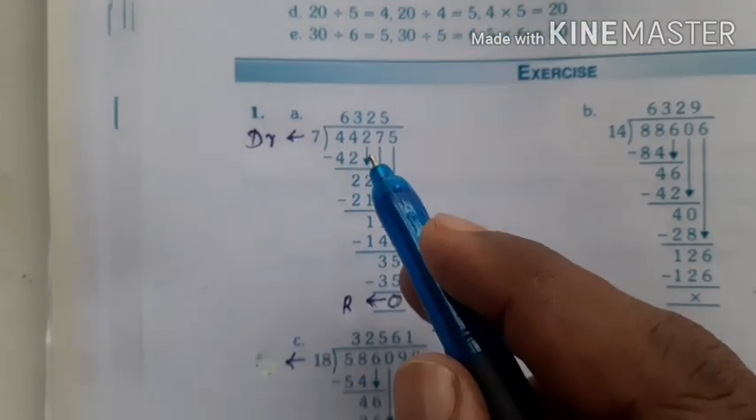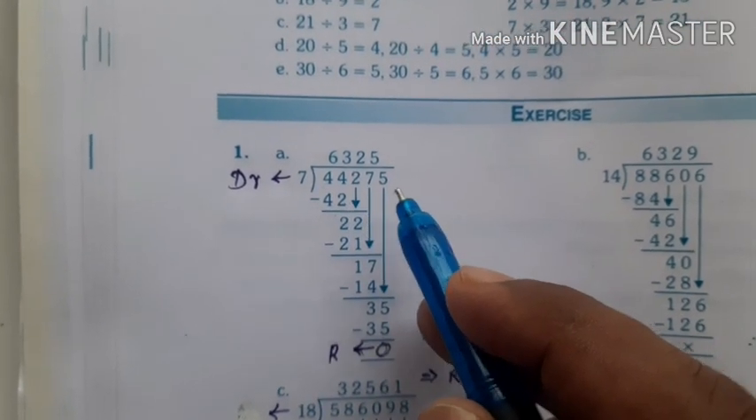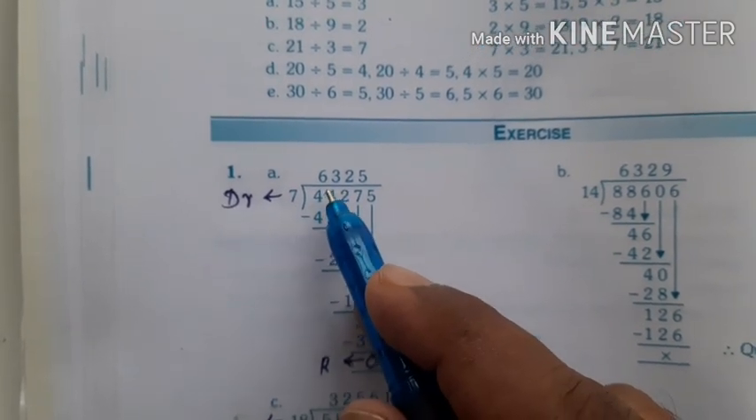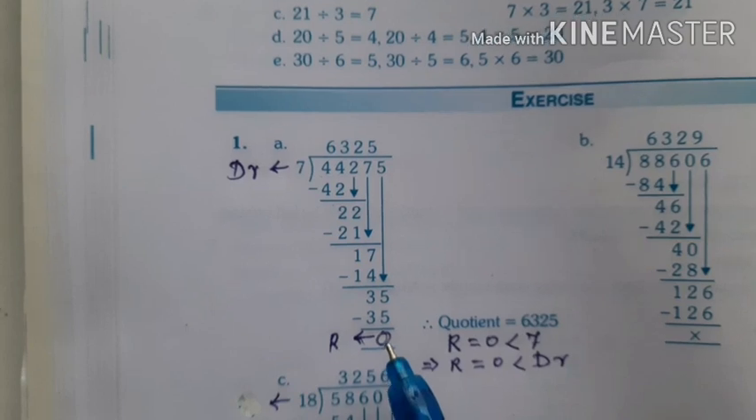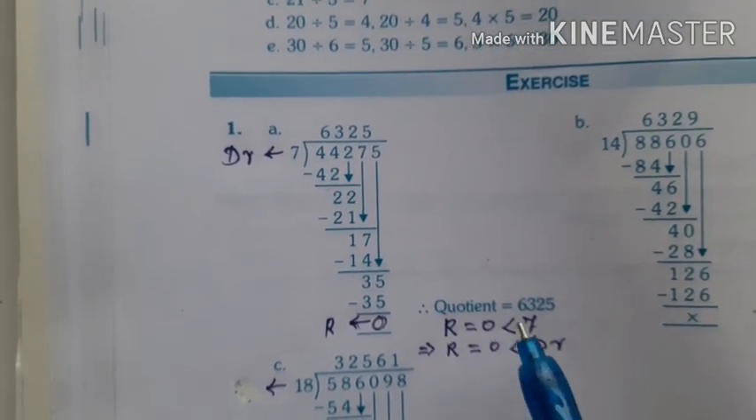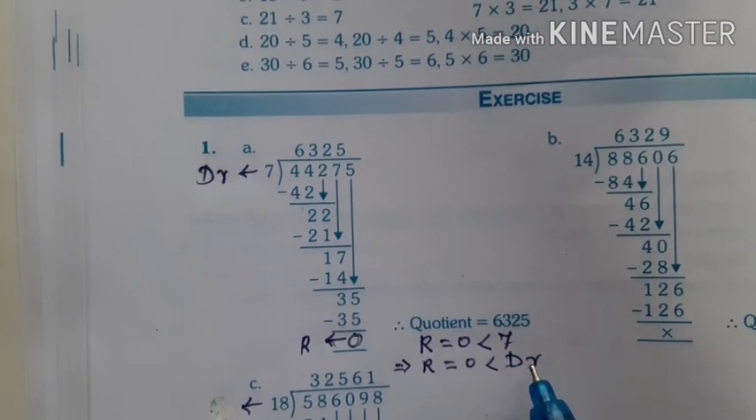Look at one more example. Here 44,275 is divided by 7. When we divide, that time the remainder is 0. Here remainder is equal to 0, but it is less than 7. Less than 7 means less than divisor.